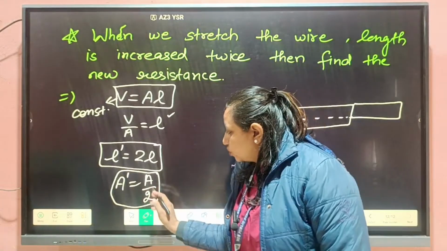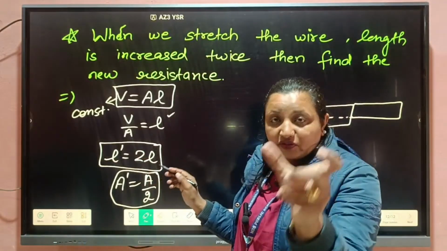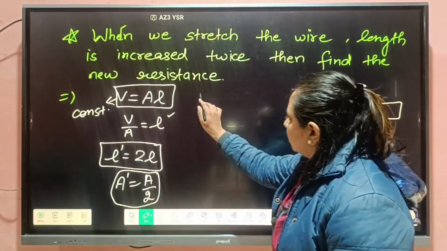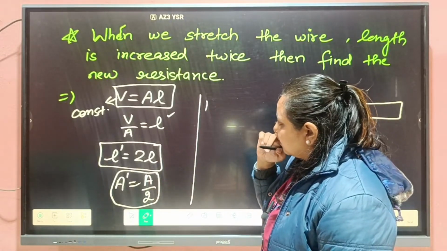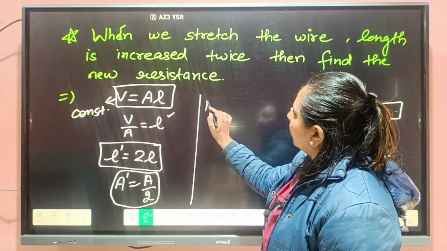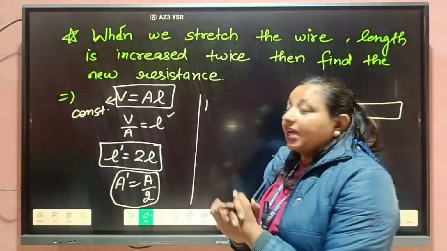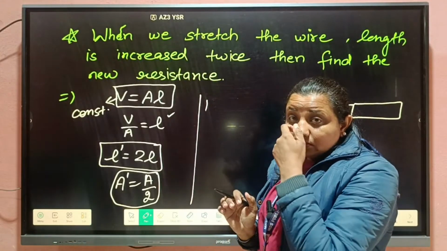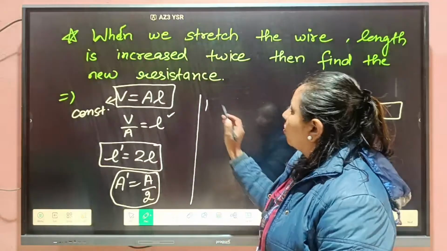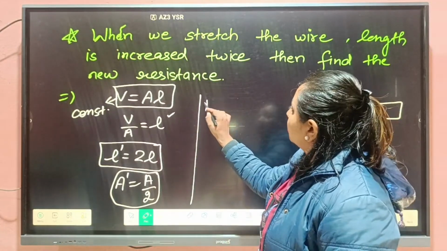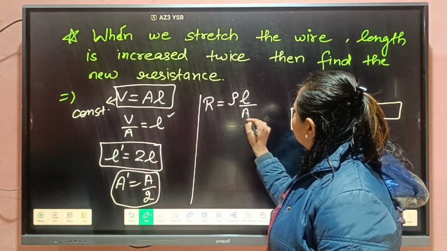ठीक है? रिड्यूस मतलब डिवीजन में, डिनोमिनेटर में, और इंक्रीज मतलब न्यूमरेटर में वो फैक्टर आएगा, राइट? So then, ठीक है, so when we put the values in this, when we combine these two factors, what we have? R is equals to L upon A. When we remove the proportionality sign, we got rho. हमारे पास एक फैक्टर आएगा rho. So R is equals to rho L over A.